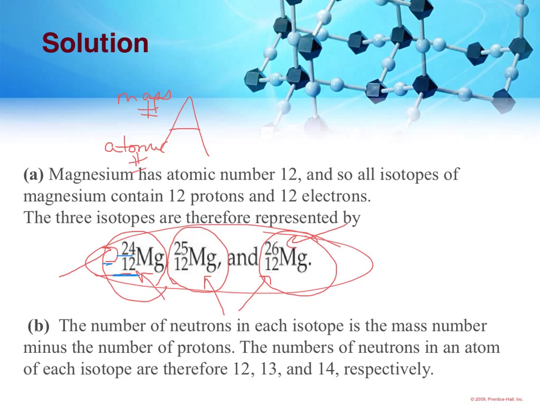So magnesium 24 has 12 neutrons. Magnesium 25 has 13 neutrons. And magnesium 26 has 14 neutrons. Not hard. This is the type of problem that will show up on your quiz, and a key thing I expect you to understand and be able to do with isotopes and atomic symbols.